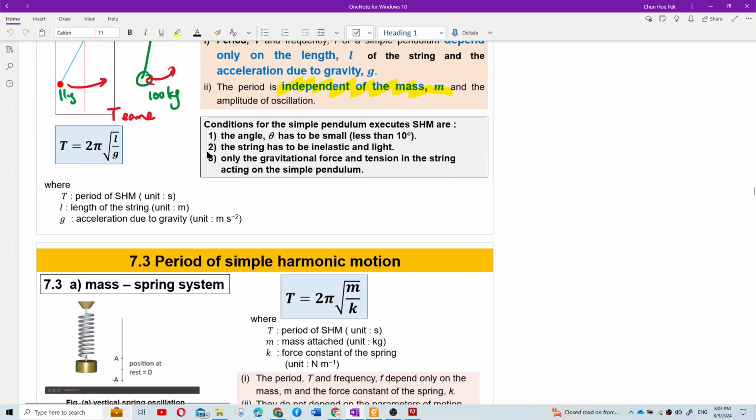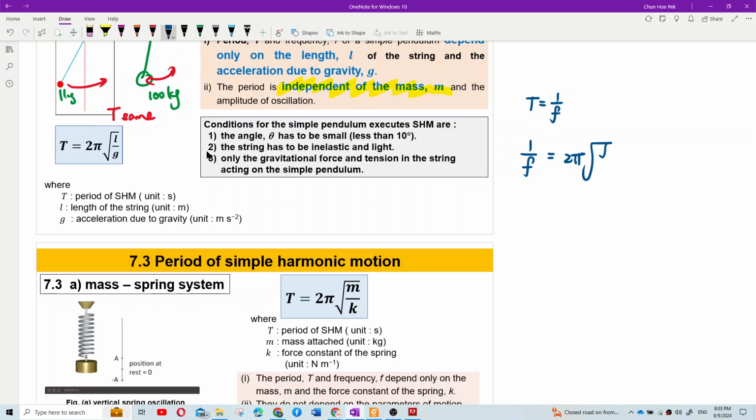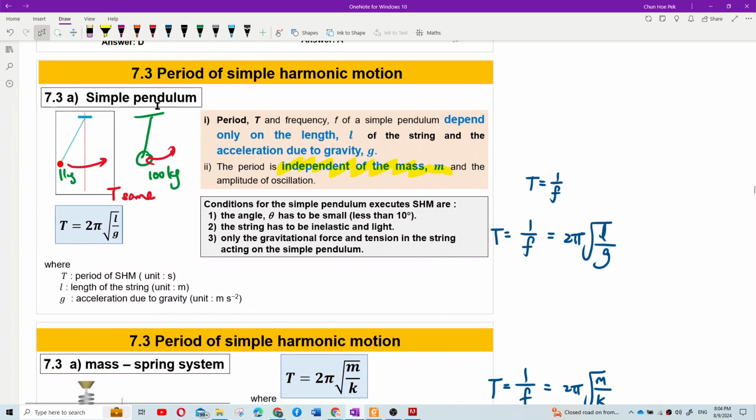We also know that period is equal to 1 over frequency. So we can also write the formula as 1 over frequency equal to 2 pi square root of L over g, or for the mass spring, 1 over frequency equal to 2 pi square root of m over k. If you look at the simple pendulum, it does not depend on mass. It is independent of mass, but it depends on length and gravity.